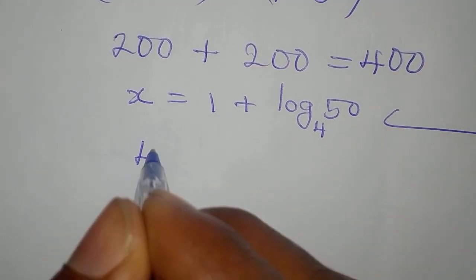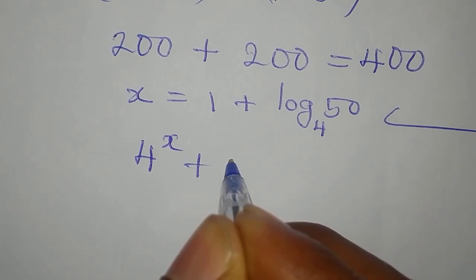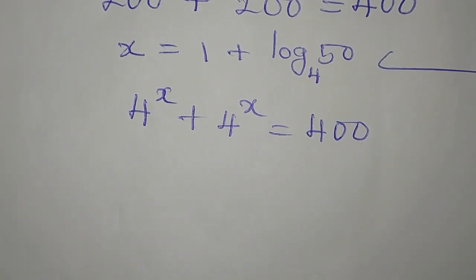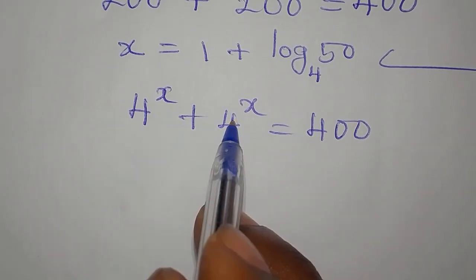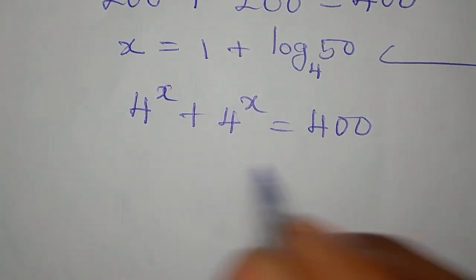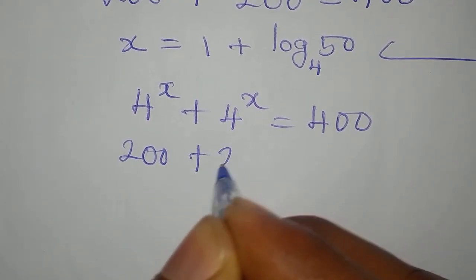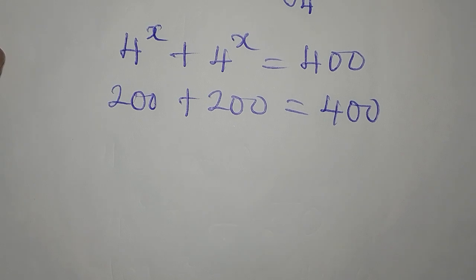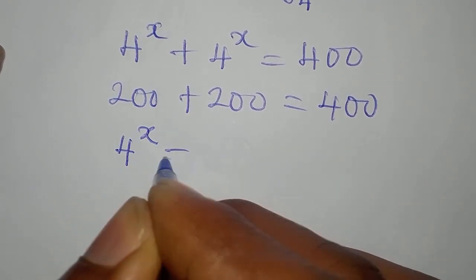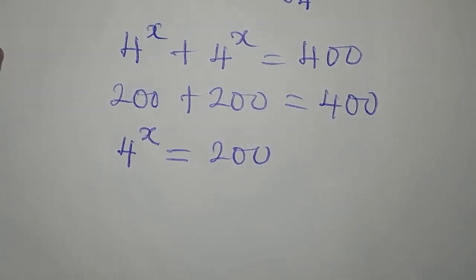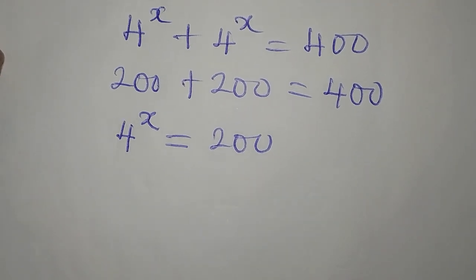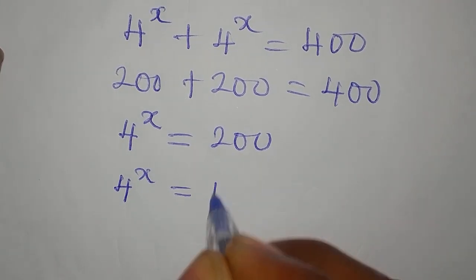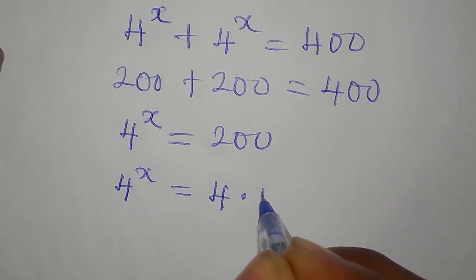4 to the power of x plus 4 to the power of x equals 400, right? So this means that since we have the same terms here, half of 400 is going to be 200, plus 200 is equal to 400, right? So this means that to be faster, we can just say 4 to the power of x is equal to 200. As simple as that. So that we can now say 4 to the power of x is equal to 200, which is 4 multiplied by 50.